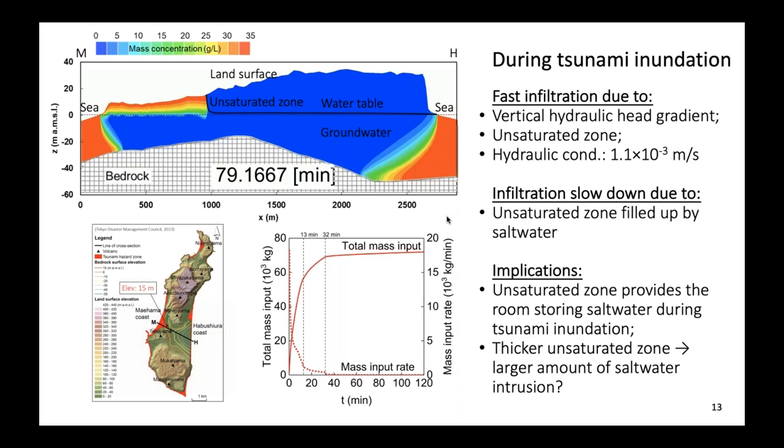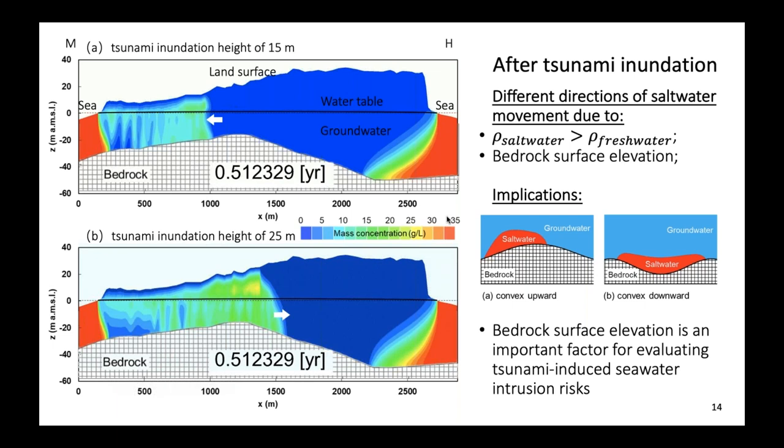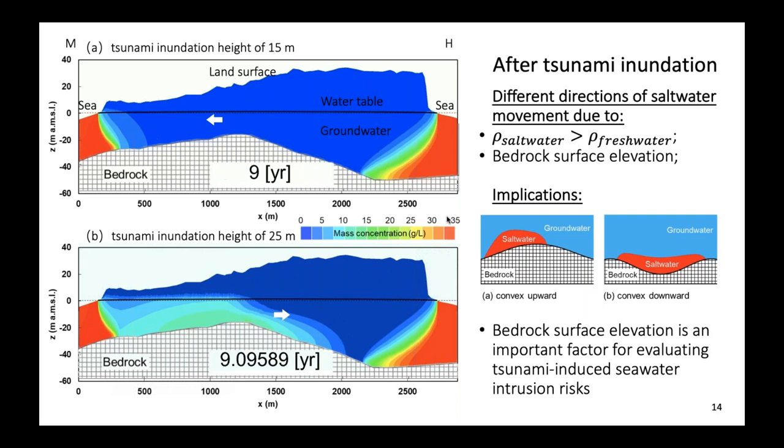And these two figures are showing the situation, the simulation after the tsunami inundation. The upper figure is showing the tsunami inundation after 50 meters, and the lower figure is showing the situation after 25 meters high tsunami inundation. And as you can see, they show very different patterns of salt water movement. In the upper figure, the salt water infiltrates downwards into the deeper part of the groundwater system and is gradually flushed out by the natural rainfall through the coastline in the west.